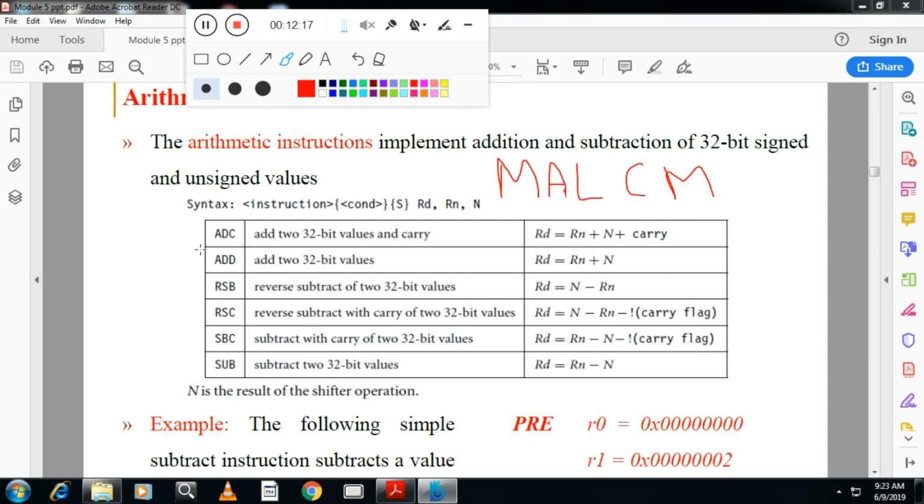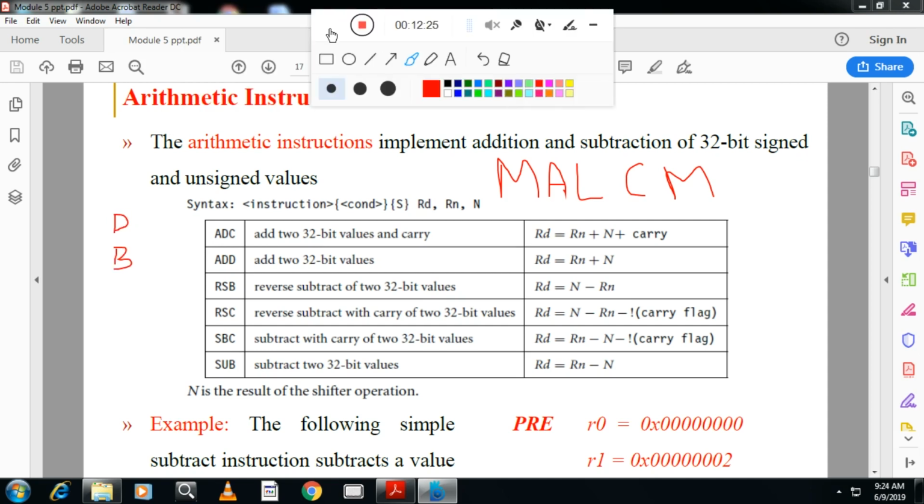We have 5 to 6 types of instruction. First one is the data processing instruction, then branch instruction, load and store instruction, then software interrupt instruction, and program status register instruction. 5 types of main instructions are there. In that, data processing instruction is this one.